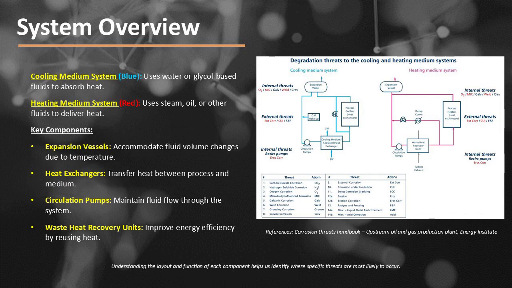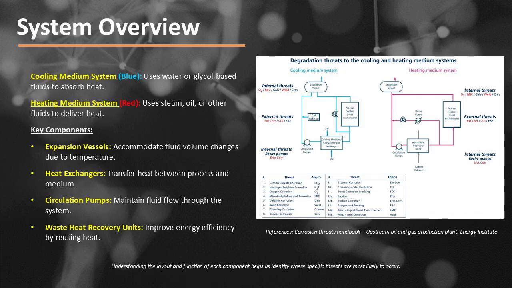System overview: understanding the layout and function of each component helps us identify where specific threats are most likely to occur. Cooling medium system: in this diagram highlighted with blue color line, it uses water or glycol-based fluids to absorb heat. Heating medium system: in this diagram highlighted with red color line, it uses steam, oil, or other fluids to deliver heat. Key components of the cooling and heating medium system are the following.